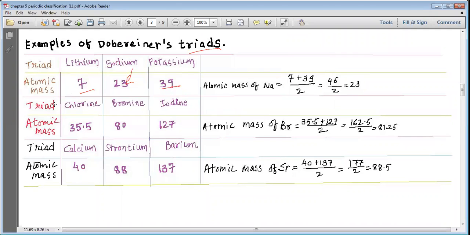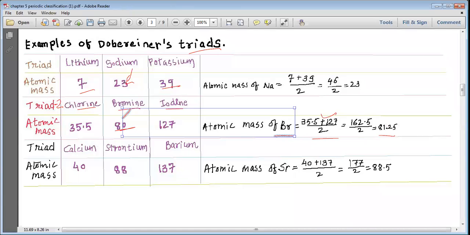Same way, if you look at the triad number 2, which is made up of chlorine, bromine and iodine. The atomic mass of the middle element, bromine, is the mean of the atomic mass of the first element and third element. So we take 35.5 plus 127 divided by 2, which is roughly 81.25, and this 81.25 is very near to 80, and that is roughly the atomic mass of the second element.